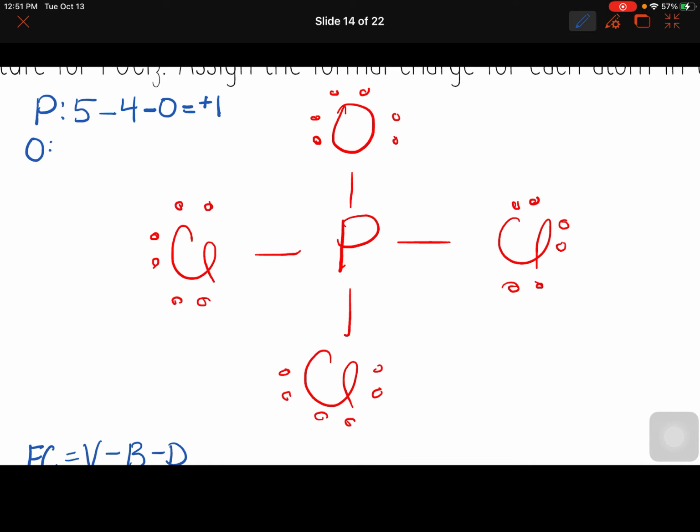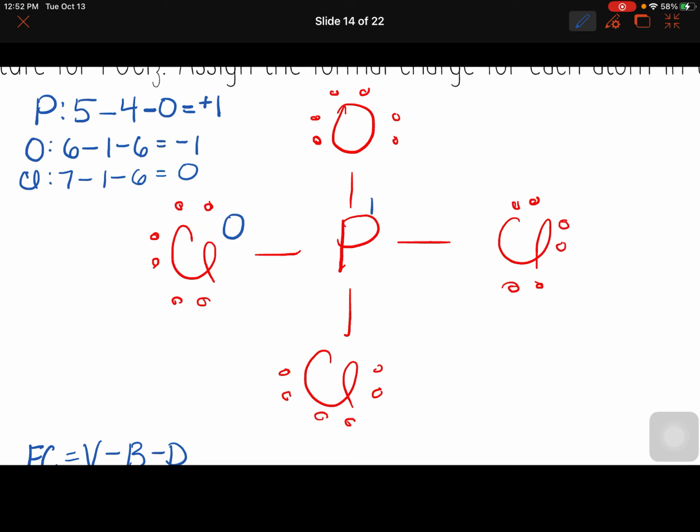Let's look at oxygen next. Valence electrons, it has 6. How many bonds are drawn on oxygen? 1 bond. How many dots are drawn on oxygen? 6 dots. So the formal charge for this would be -1. And then chlorine, each of these chlorines are identical, like their bonding is all identical, their dots are all identical, so I only have to do them one time. But if you had them bonded differently, you would have to calculate them differently. So chlorine has 7 valence electrons, minus 1 bond, minus 6 dots. So the formal charge on each of those chlorines is 0.